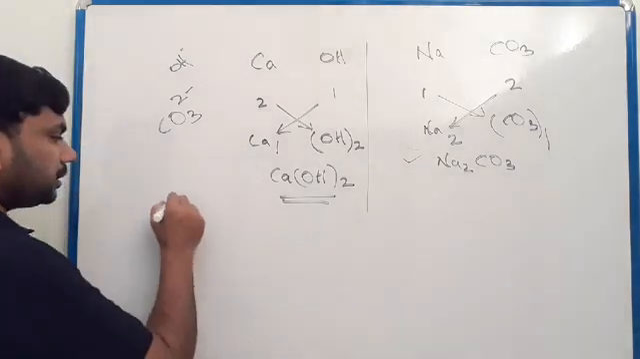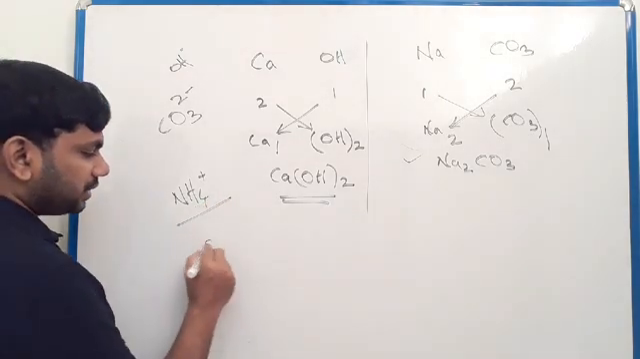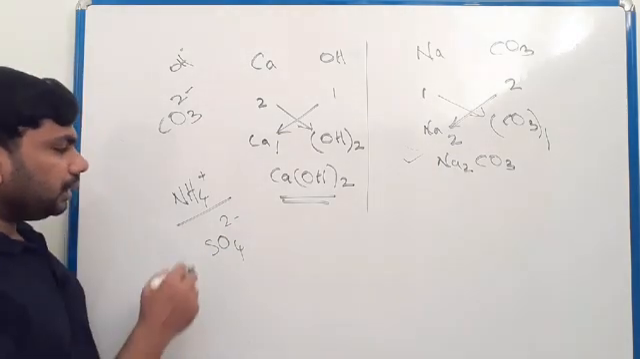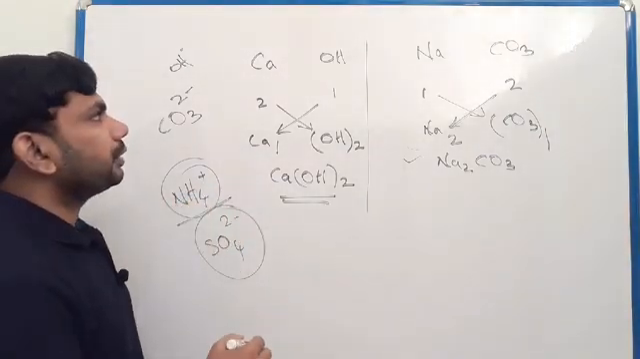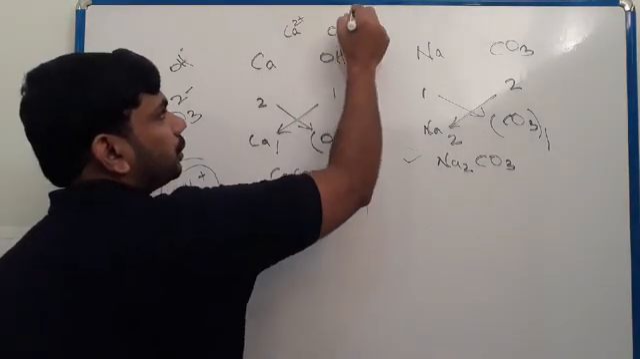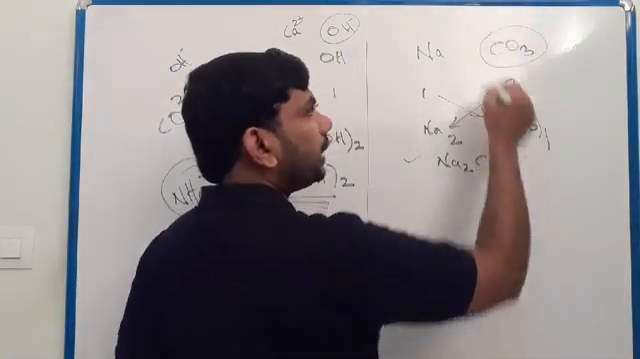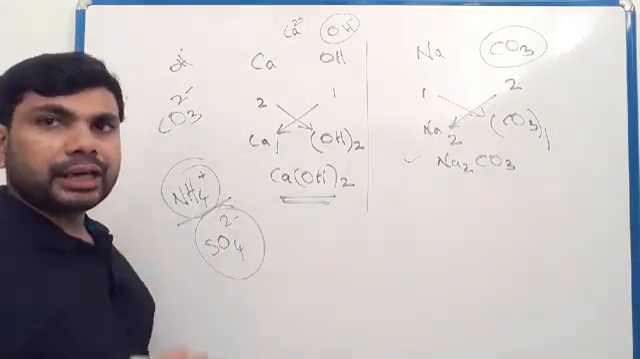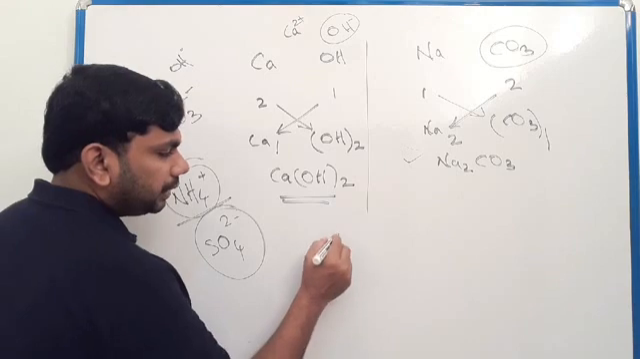Ammonium means NH4 plus. This is ammonium. Sulfate means SO4 2 minus. Look here, the difference. Ammonium sulfate has both cation part and anion part as polyatomic. In calcium hydroxide, Ca2 plus and OH minus, only one is a polyatomic molecule. But in ammonium sulfate, both are polyatomic molecules. So no need to worry. You have to do ammonium sulfate. Ammonium means NH4.